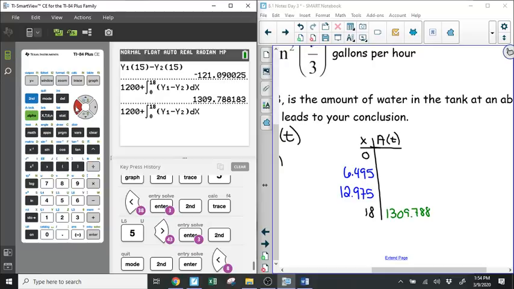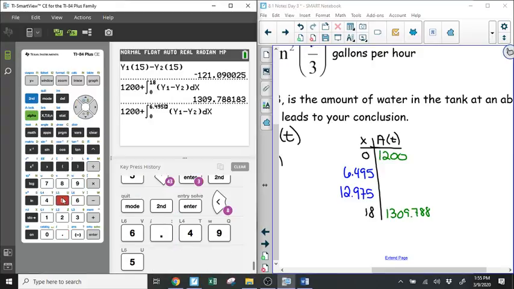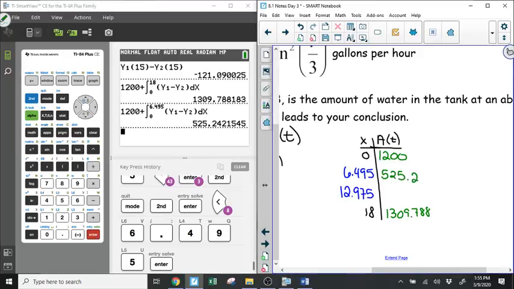Oh, if I change that to a 0, from 0 to 0, this is going to be what? 0, right? An integral from a number to itself is 0, which means at 0 we're at 1200. We already knew that. Matches our initial conditions, right? So the only ones we actually need to do is 6.495, which looks like we are at 525.242. And again at 12.975.